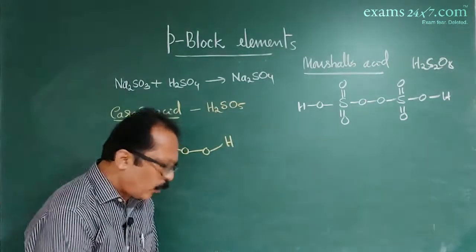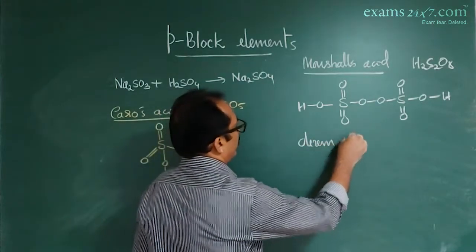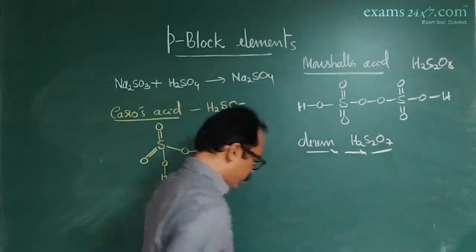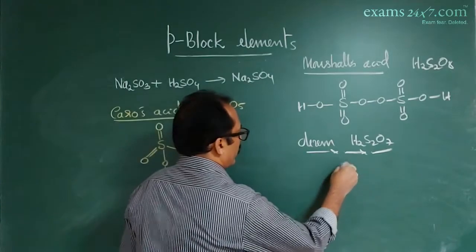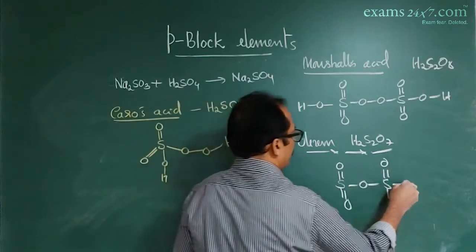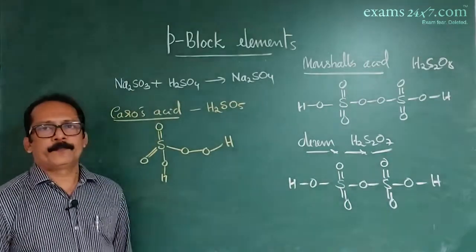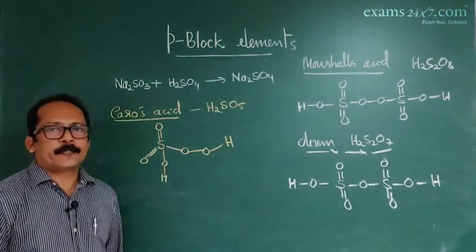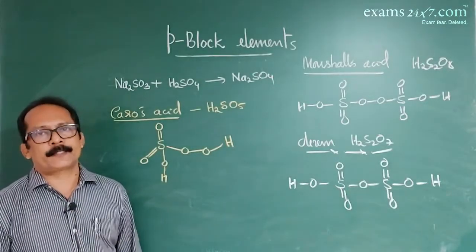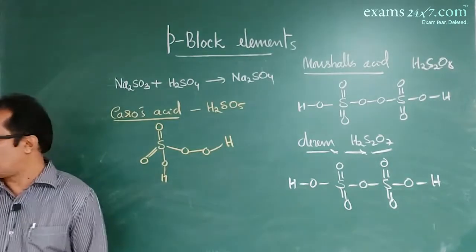Now, next about the oleum, fuming sulfuric acid, H2S2O7. Write like this. H2S2O7. So these are the important oxyacids of sulfur. Same you can go for sulfurous acid, sulfuric acid. All these are examples for oxo acids of sulfur.